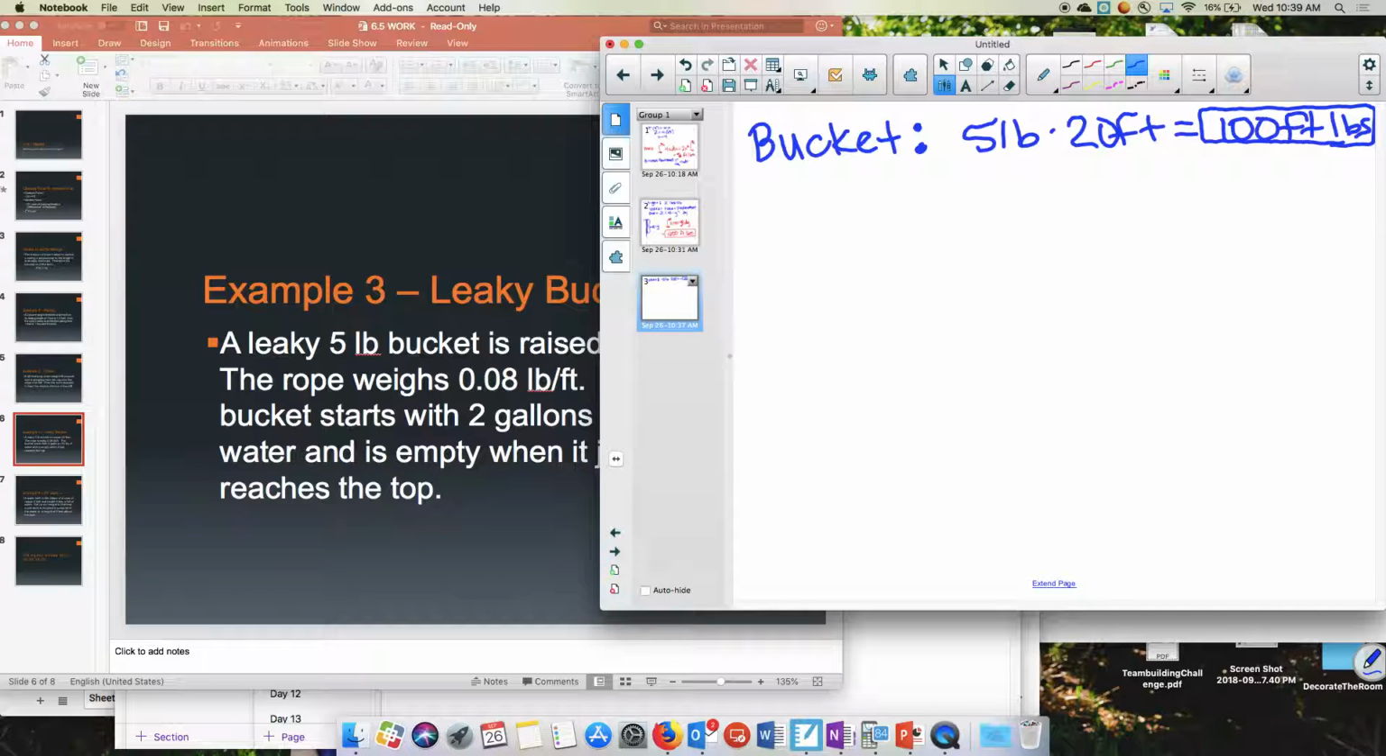Rope or water? Rope. Oh, this is just a chain. The rope is just a chain. The rope is going to be very similar to the chain, right? We're talking about 0.08 pounds per foot, and we're talking about lifting it up 20 feet. Very similarly to the chain, our limits of integration would be from 0 to 20. Our force would be that 0.08 dy, and then the distance that we're lifting up at any given moment is going to be the 20 minus y.